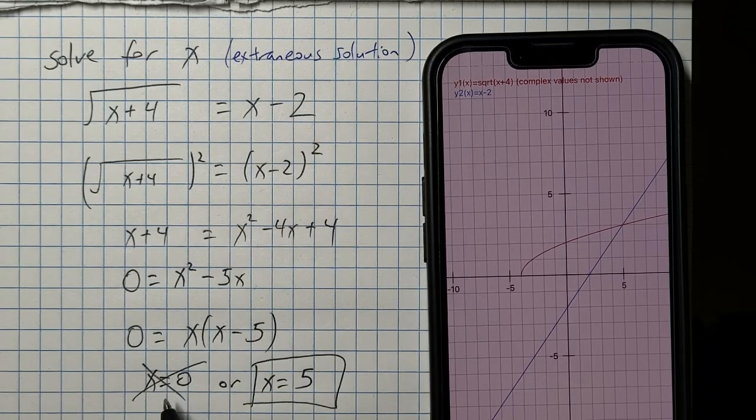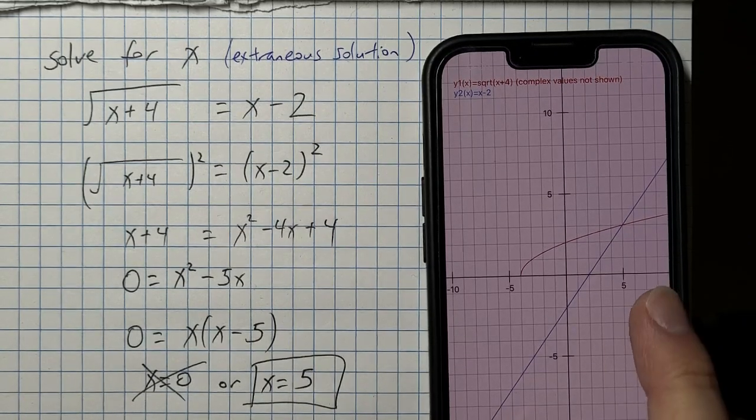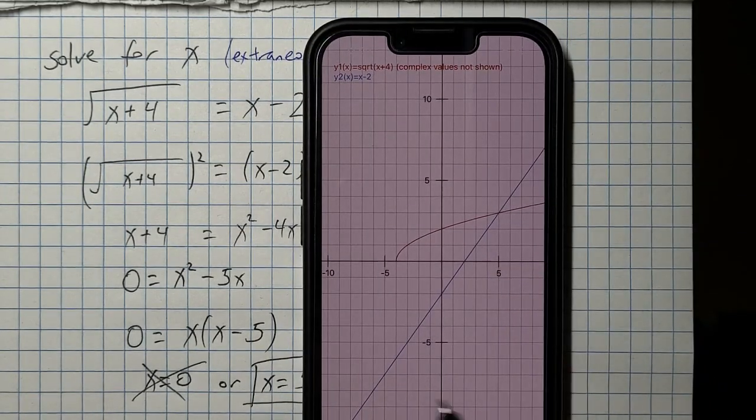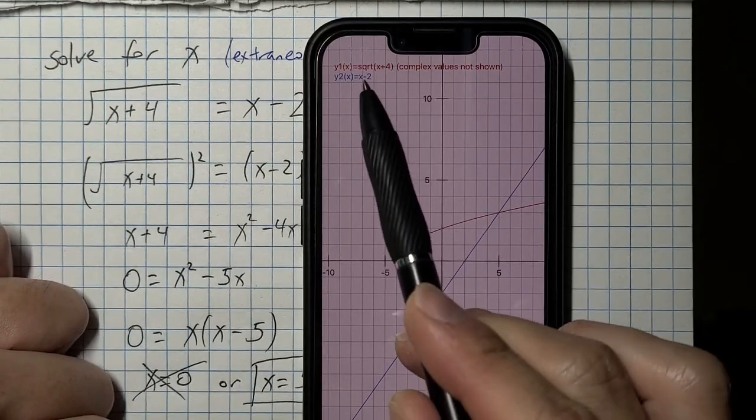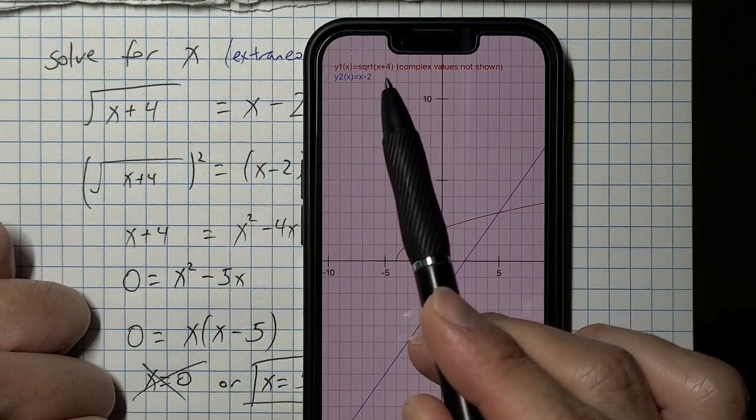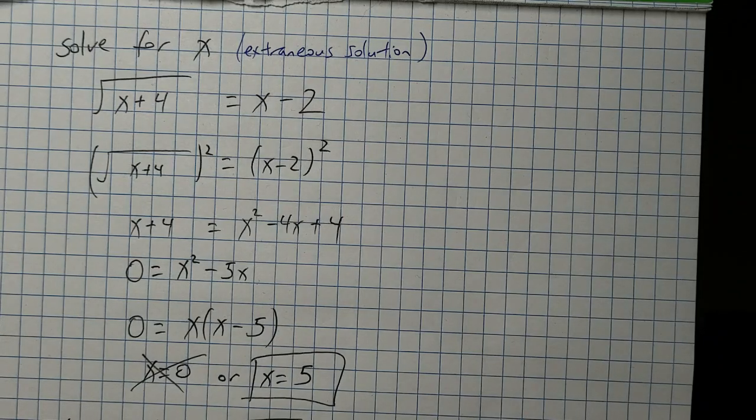So where does this x is equal to 0 come from? If I just graph negative square root of x plus 4 as a third curve, you'll see why. Let me graph that real quick. Negative square root of x plus 4.